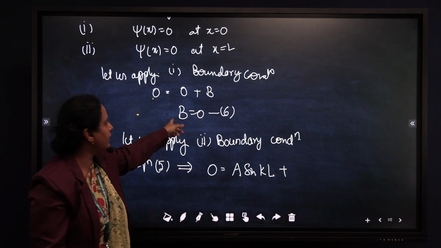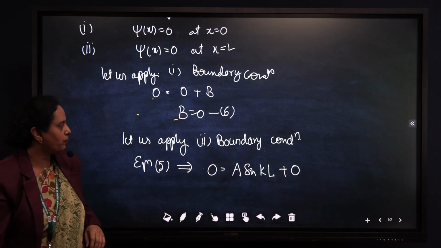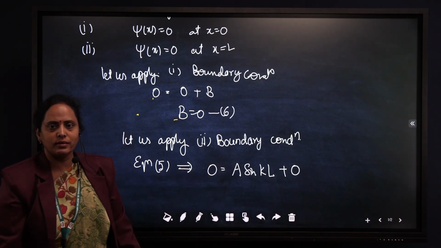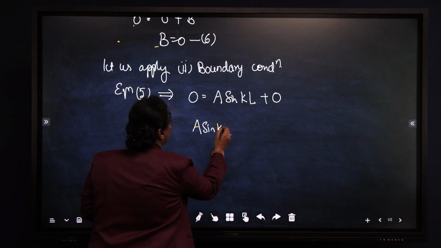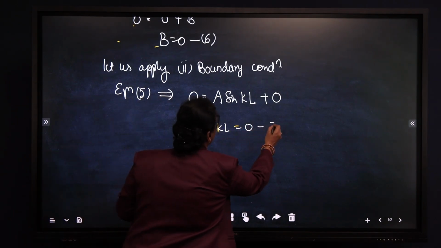we have already calculated b is equal to 0. So let us apply b as 0. That is 0 is equal to a sin KL plus 0. So this comes out to be a sin KL is equal to 0. Make it equation number 7.